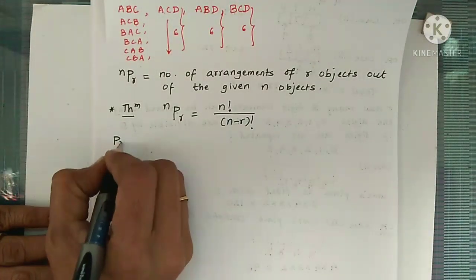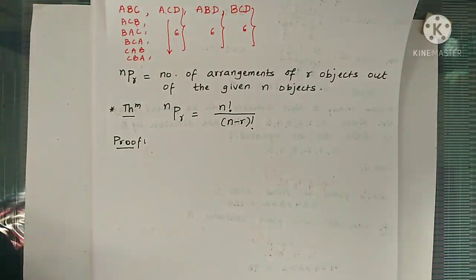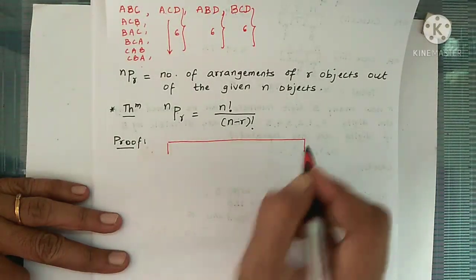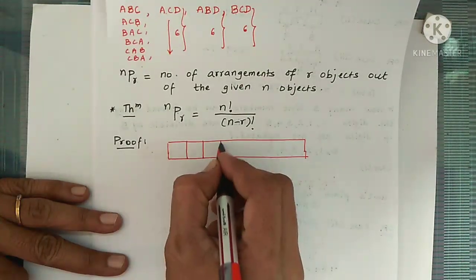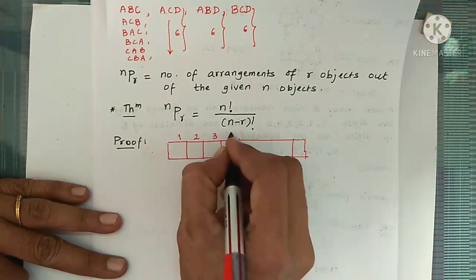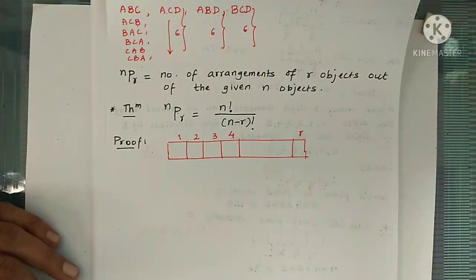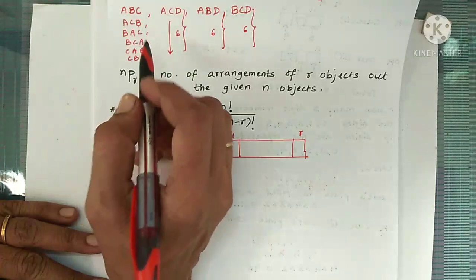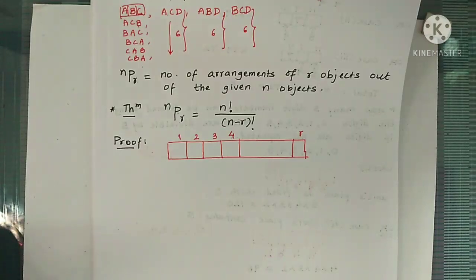First of all, we are given n objects, and we have to arrange our objects in a straight line. That means we want to fill these r places in a straight line with those n objects. So 1, 2, 3, this is the fourth place and this is the rth place. Here 4 objects are given and we are arranging 3 objects out of these 4 objects, so we are filling these 3 places with those 4 objects.